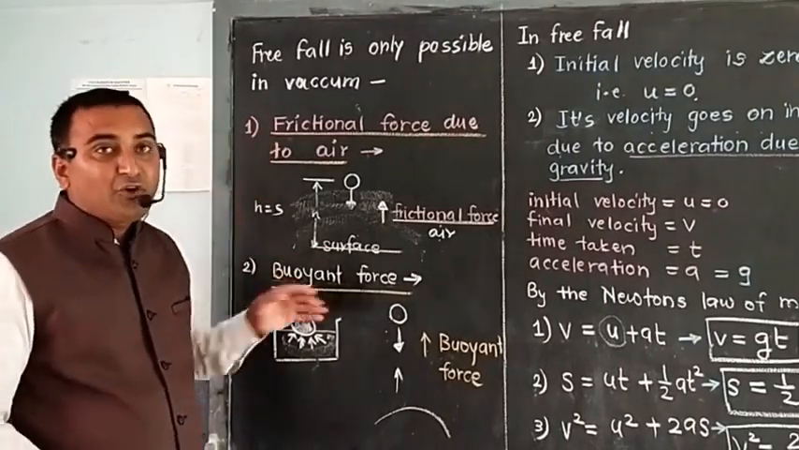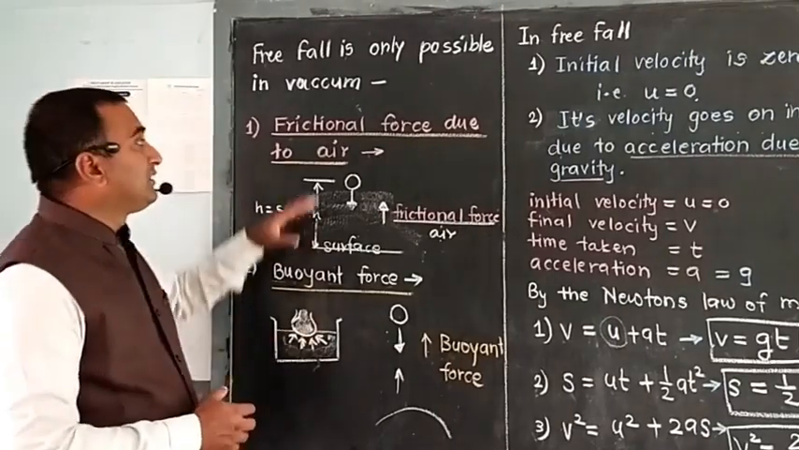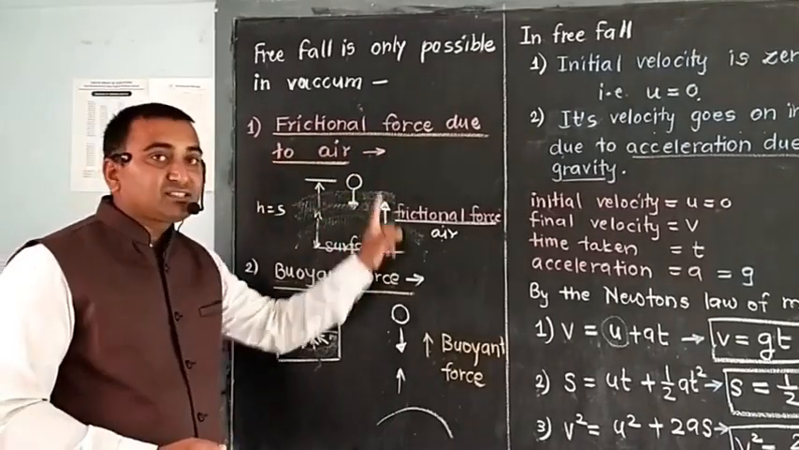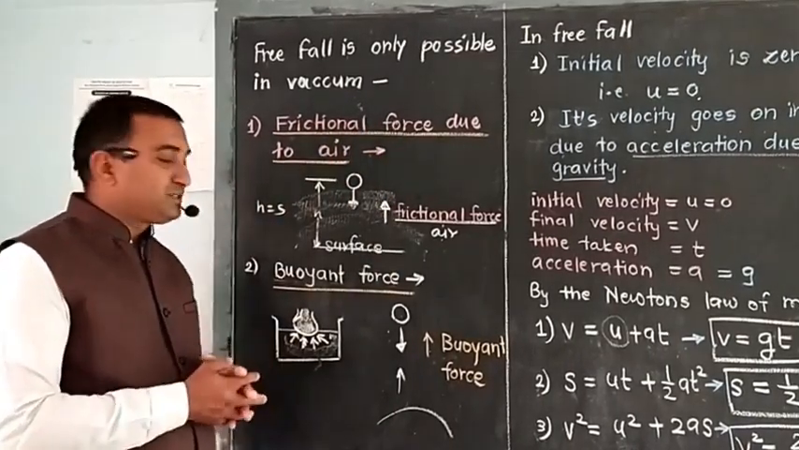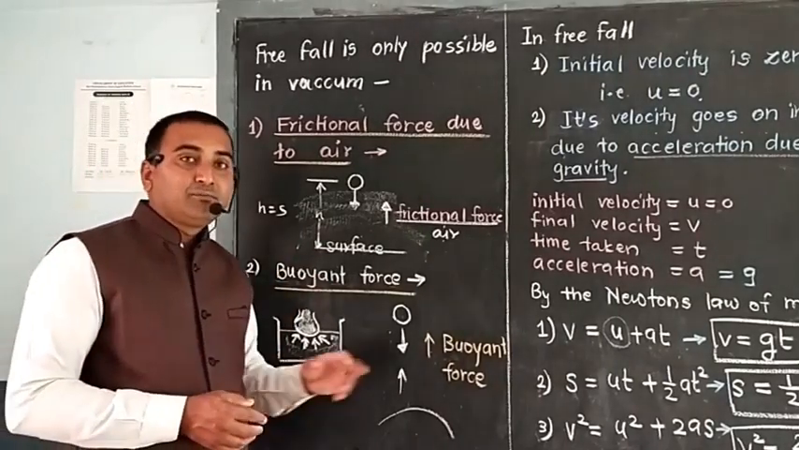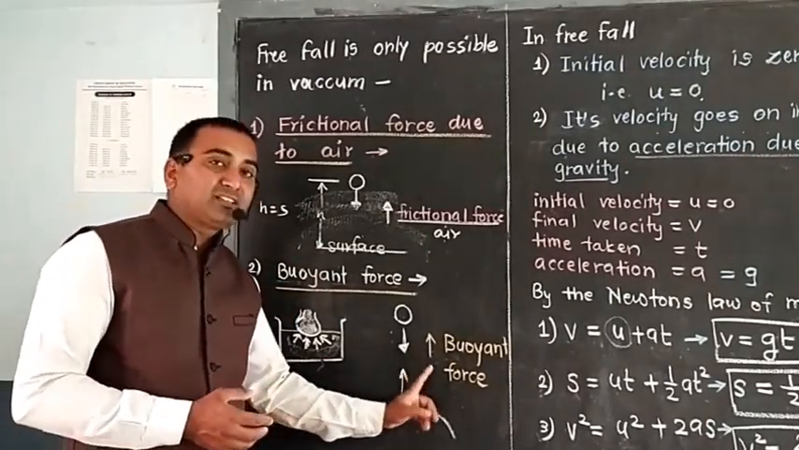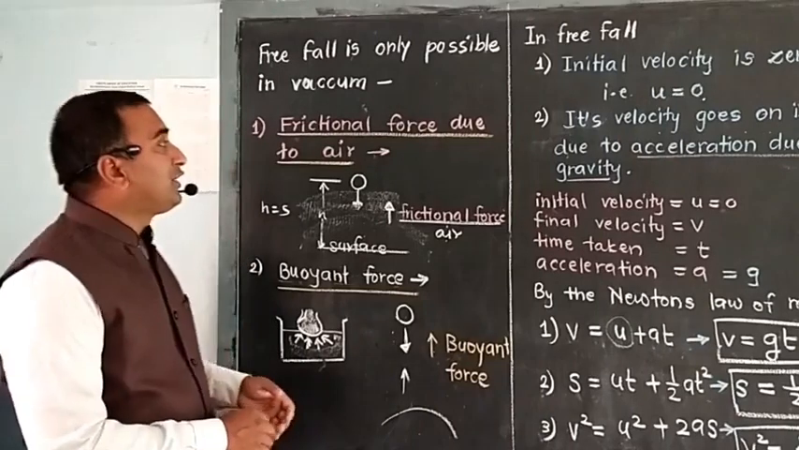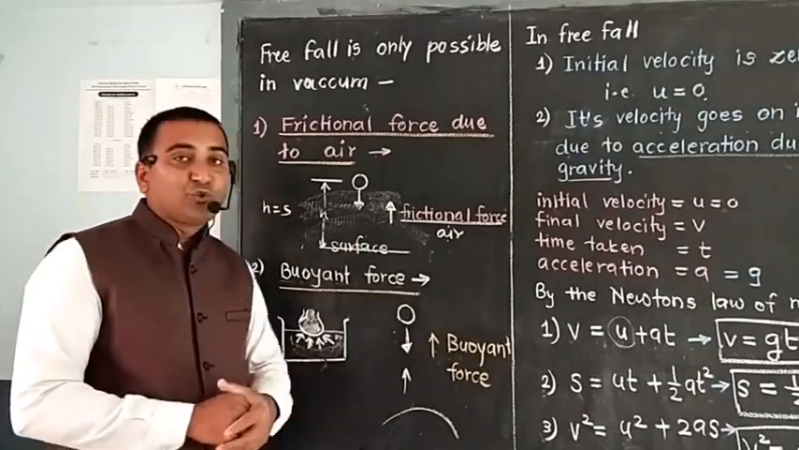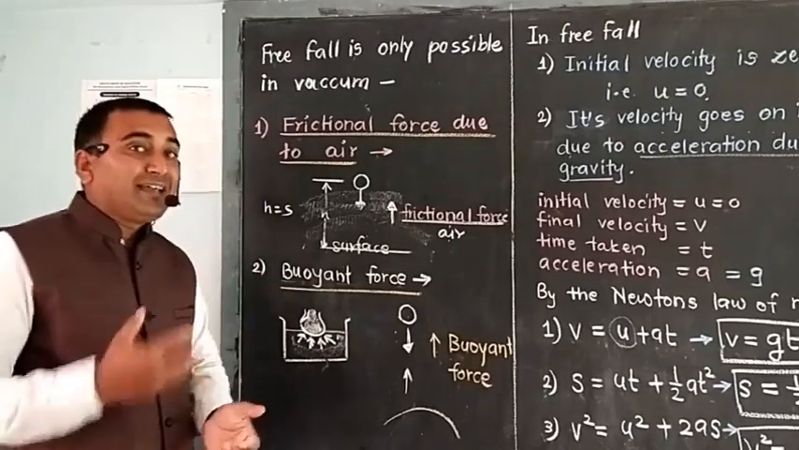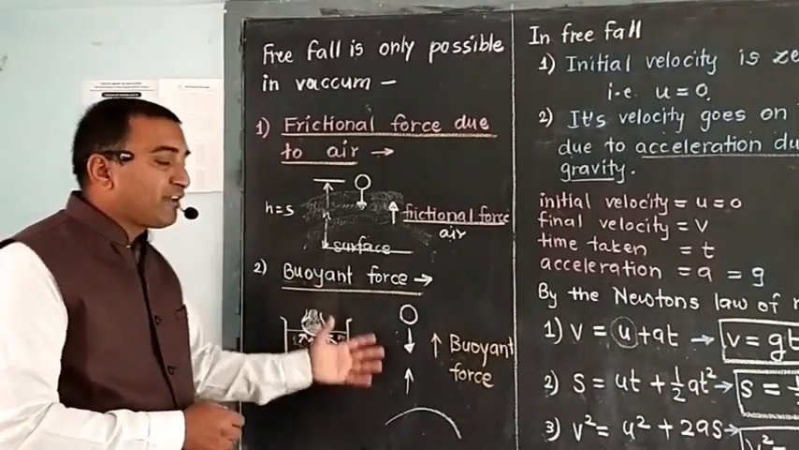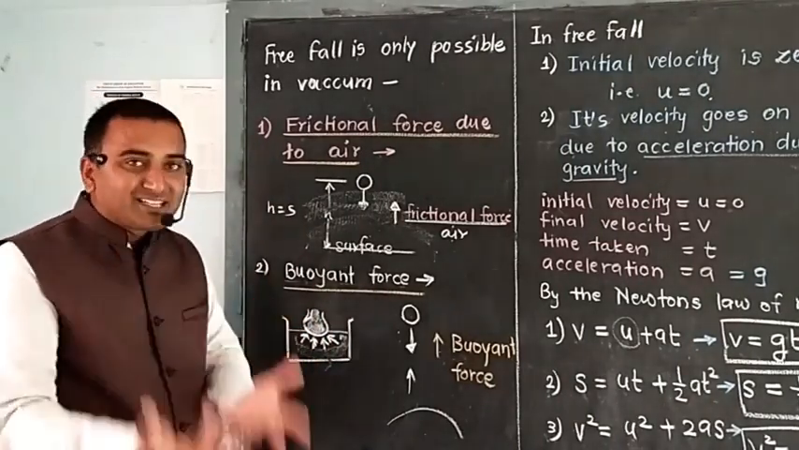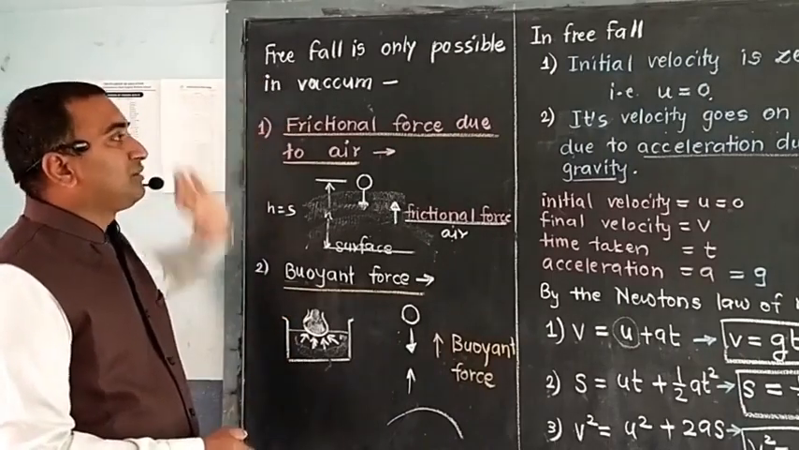When an object is falling through the atmosphere, it has to face frictional force due to air, which is opposite to the motion of the object, and the buoyant force given by the fluid, that is air, is also opposite to the direction of the motion of the object towards the center of Earth. Due to frictional force and buoyant force, free fall is not possible on the Earth. Where is it possible? This frictional force and buoyant force do not exist in the vacuum because atmosphere particles are not there, so free fall is only possible in the vacuum.